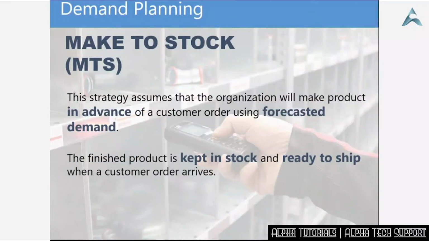The first demand planning strategy option is make to stock. And if your company uses this strategy, it's because you intend to produce the product ahead of time and place the product in inventory where it's available if and when a customer order arrives. This strategy requires the use of a forecast. A great example of this is the automobile industry.